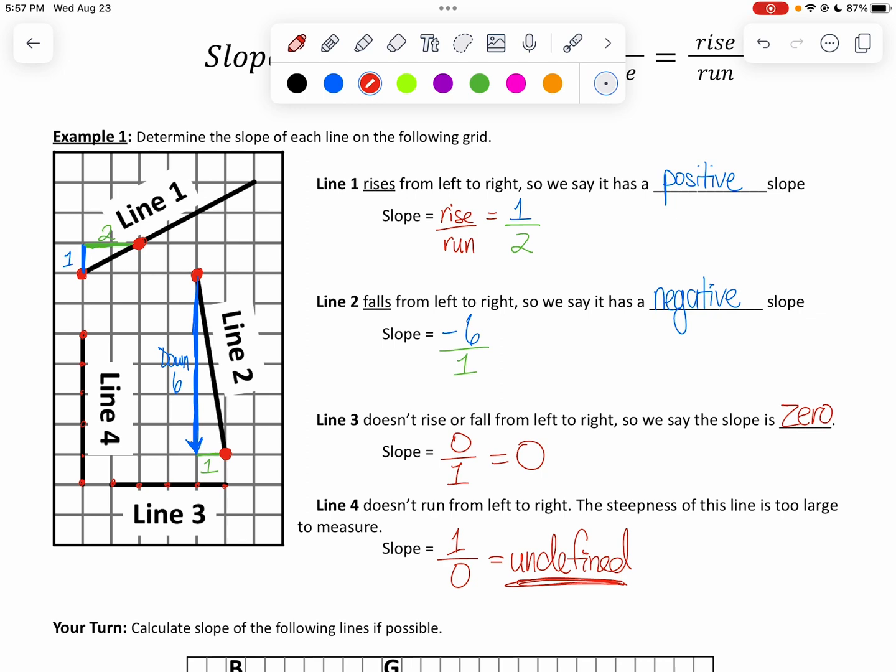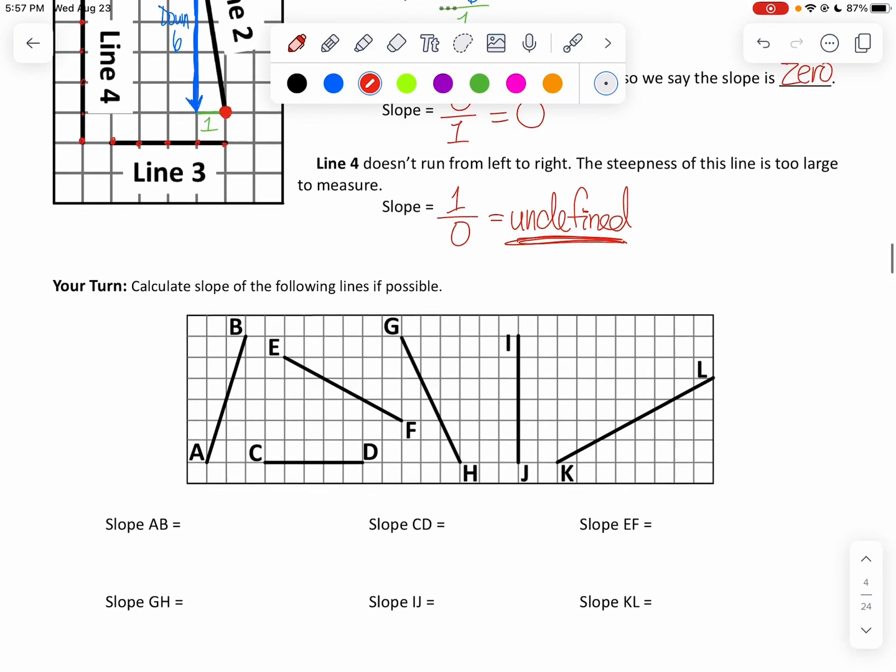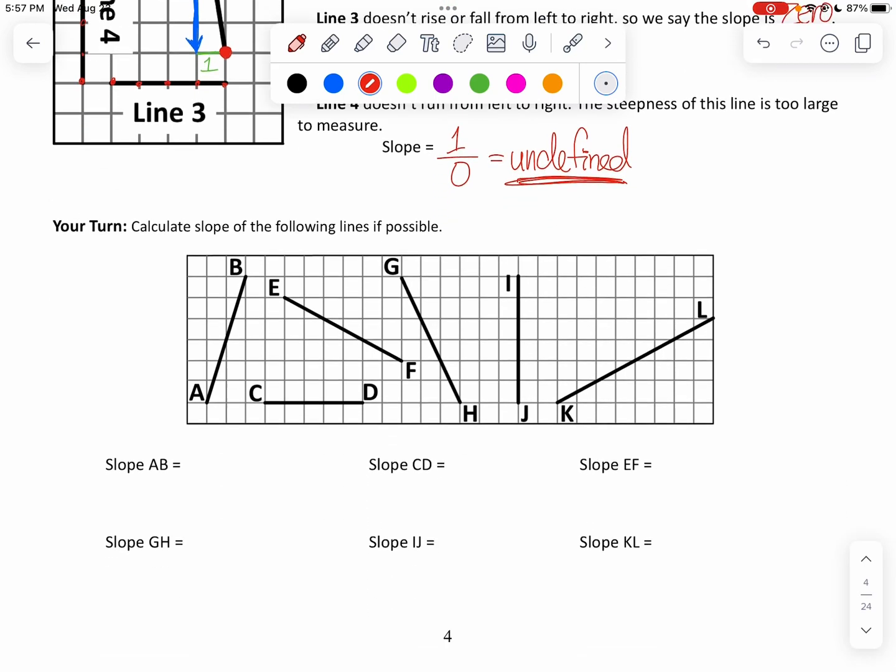Okay, for our following graph, we are going to practice calculating the slope of the lines. At this point, I'm going to ask you to pause the video, try it on your own, and then check your answer by replaying the video. I'll put all the answers there and do a little bit of talking through.